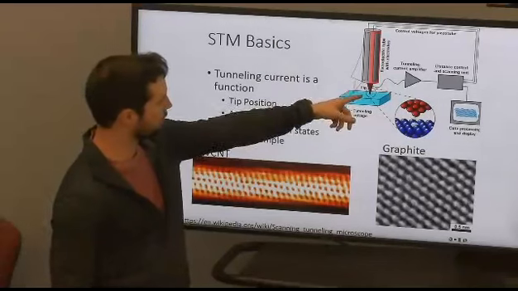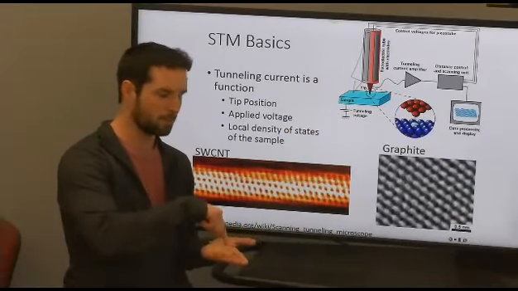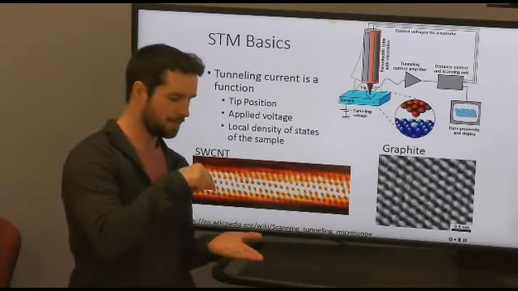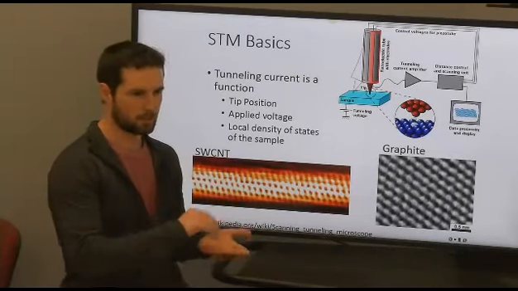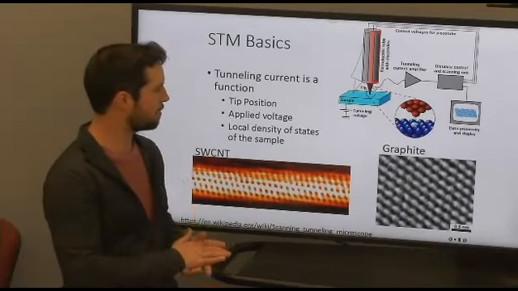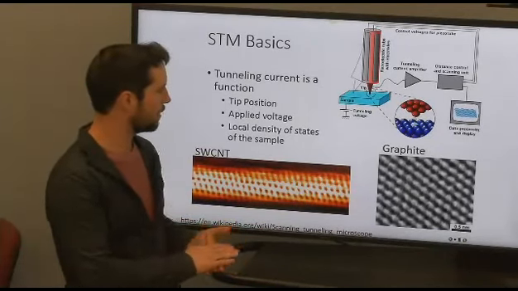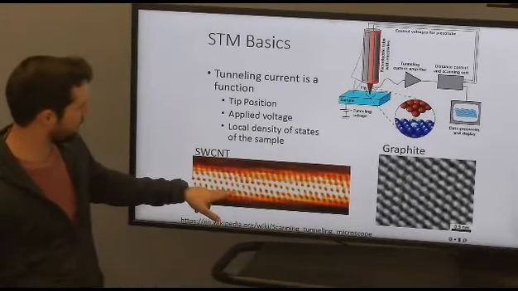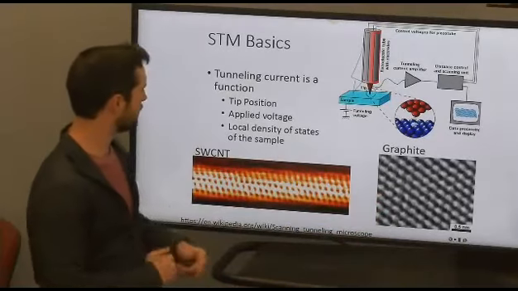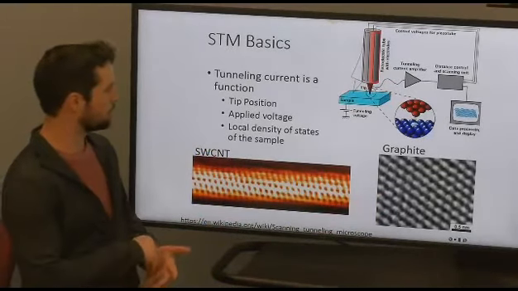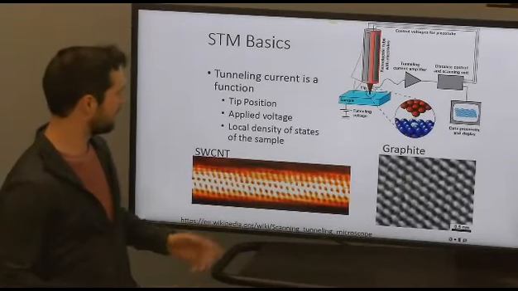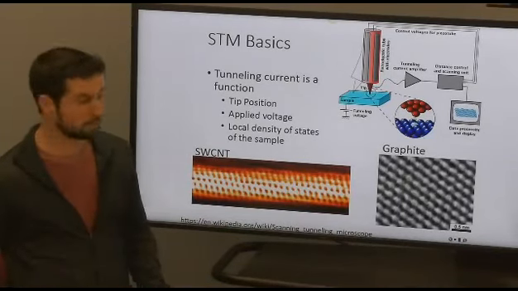So you have a metal tip, and then the substrate that you're going to be looking at, and there's going to be vacuum in between, and the electrons can tunnel through that vacuum into the substrate or from the substrate into the tip, which creates a current. And based on the amount of current that is generated, we are able to generate a picture. So here's a single-walled carbon nanotube, and then graphite. Some of the different things that will change the amount of current is the tip position, the applied voltage, and then the local density of states of the sample.